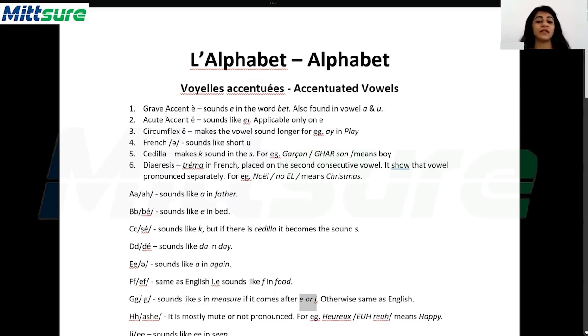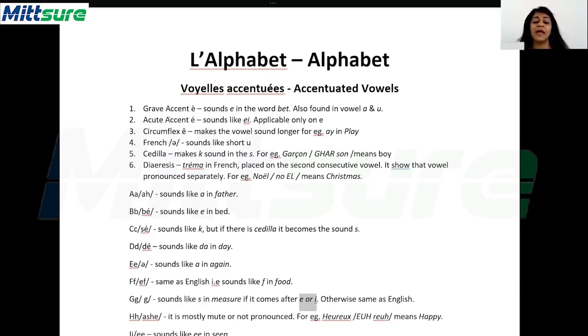The first is the grave accent. Grave accent is the small sign above the E and it will change the sound of E. Usually in French, E is pronounced as A, but with this grave on it, it will have the sound of A, just like in the word bat. And the same accent is also applicable on A and U, and we'll study about it later.